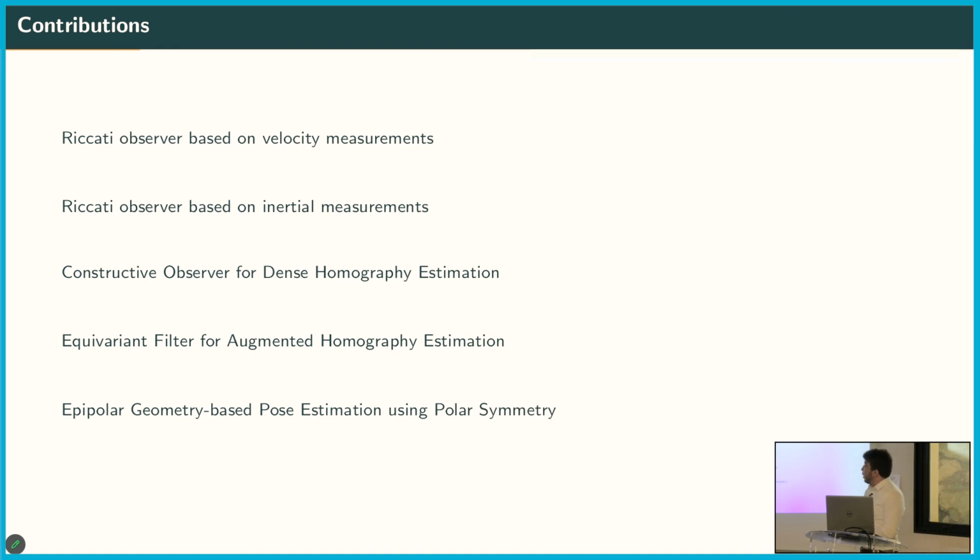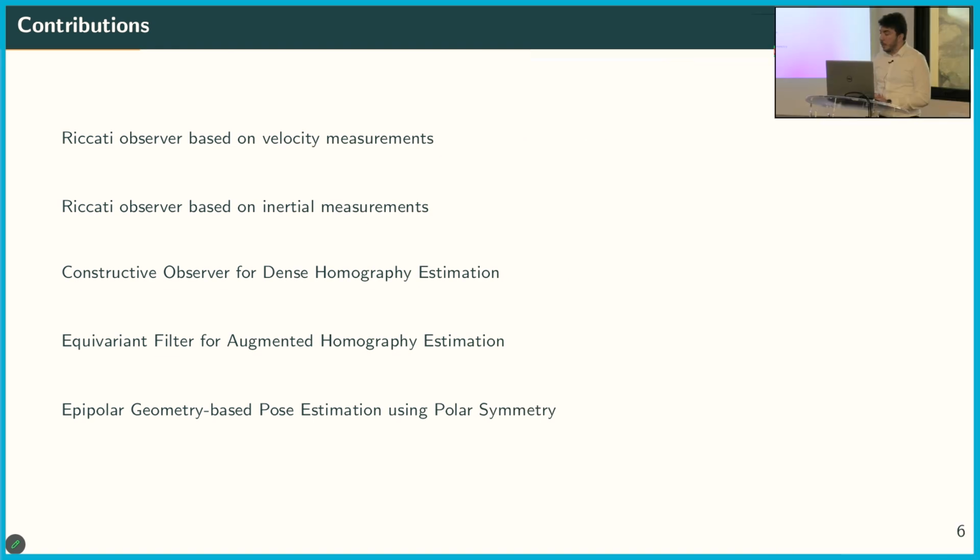So there's a set of contributions that I want to discuss in this work. The first two contributions are essentially related to pose estimation. We want to estimate the pose of a robot, and we want to do it using velocity measurements. Then we will extend this to inertial measurements, and we want to use homographies as our visual measurements to do this. And for the rest of the contributions, the perspective will change.